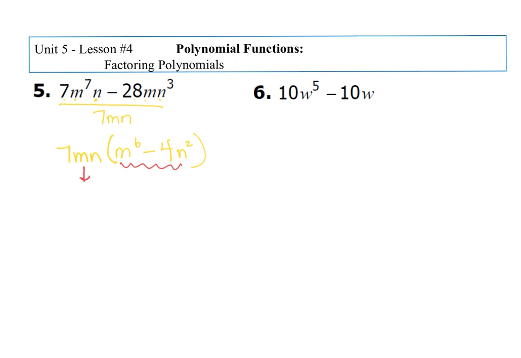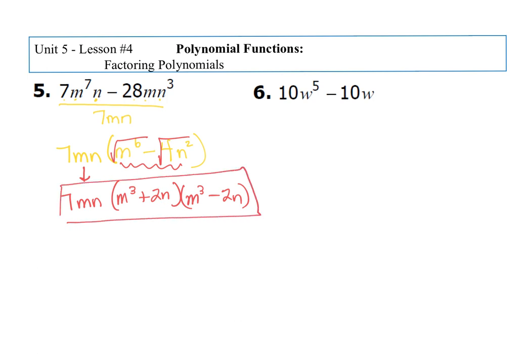So I'm going to bring down my GCF of 7mn, make 2 sets of parentheses because that's what we do for difference of squares. One gets a plus, one gets a minus. Now we take the square root of m to the 6. Well, 6 divided by 2 is 3. So square root of m to the 6 is m cubed. Put that first. The square root of 4n squared is 2n. So that goes second in each. So fully factored, this is 7mn times m cubed plus 2n times m cubed minus 2n.